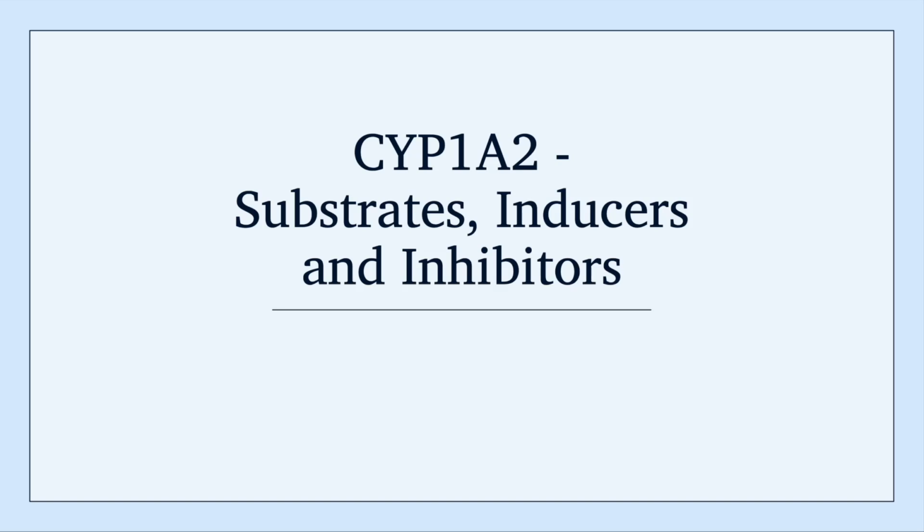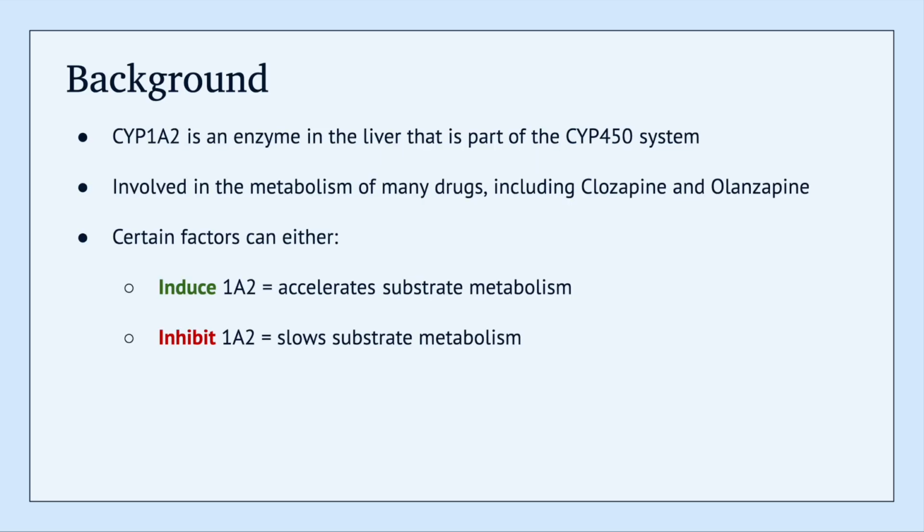Hey everyone, in this video we're going to discuss the substrates, inducers, and inhibitors of CYP1A2. For some background, CYP1A2 is an enzyme in the liver that's part of the CYP450 system. It's involved in the metabolism of many drugs, including important psychiatric drugs such as Clozapine and Olanzapine.